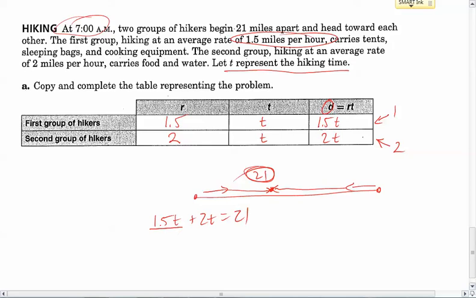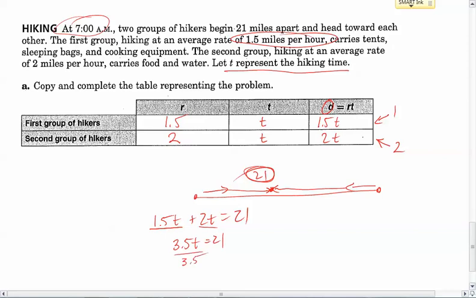This is the distance the first group traveled. This is the distance the second group traveled. They have to travel a total of 21 miles. I really can't see any reason to use a weighted average here. And so we would go 3.5t equals 21, because I'm adding the like terms.